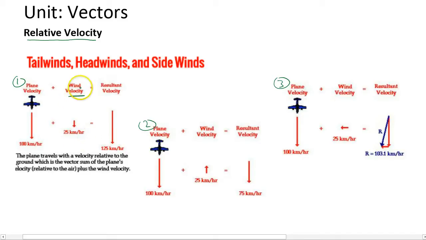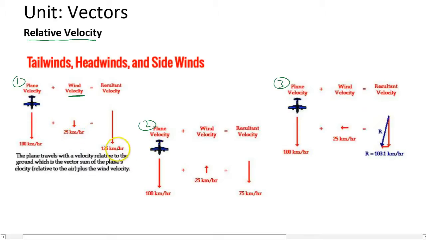When we talk about wind velocity in English, we would actually call this a north wind because it comes from the north and it blows towards the south. So make sure when you draw your diagrams, indicate which direction the wind is pushing somebody, right? So this is pushing the plane towards the south.